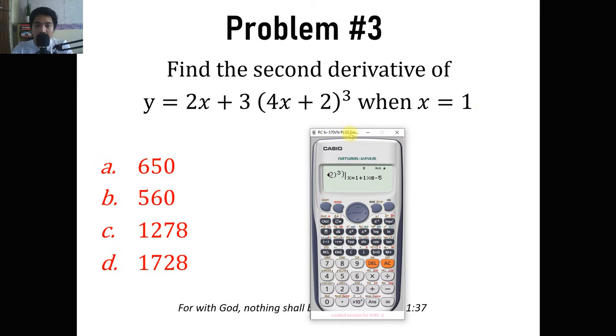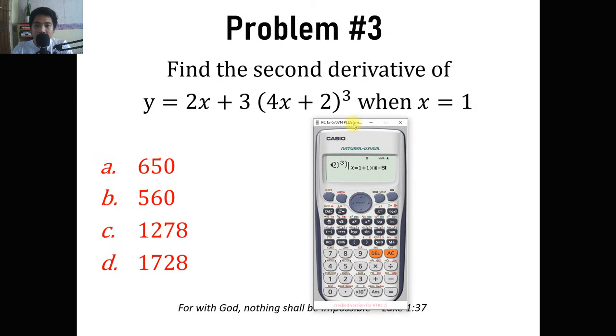A while ago, our problem did not involve any values of x, so we simply used 0.1 in approximating the second derivative. But now, if the problem has a definite value of x, then that is the one to be used.